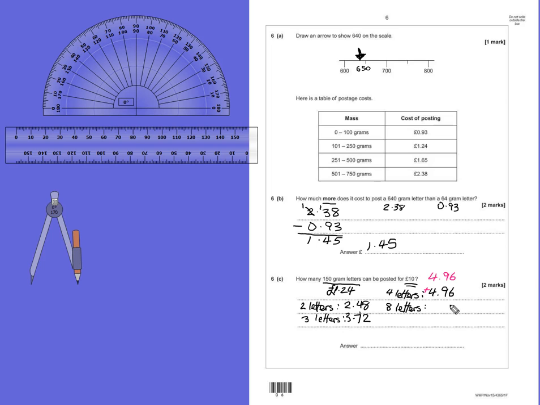6 add 6 is 12. 9 add 9 is 18. So add that one more is 19. Decimal points stay in line. 4 add, don't forget to carry the 1. 4 add 4 add 1 is 9. So that would be £9.92. At this stage we should be able to realise that if we added another pound on there, it would go over our total. So there we go. We've worked out that there are 8 letters that we can post if they're 150 grams for less than £10.